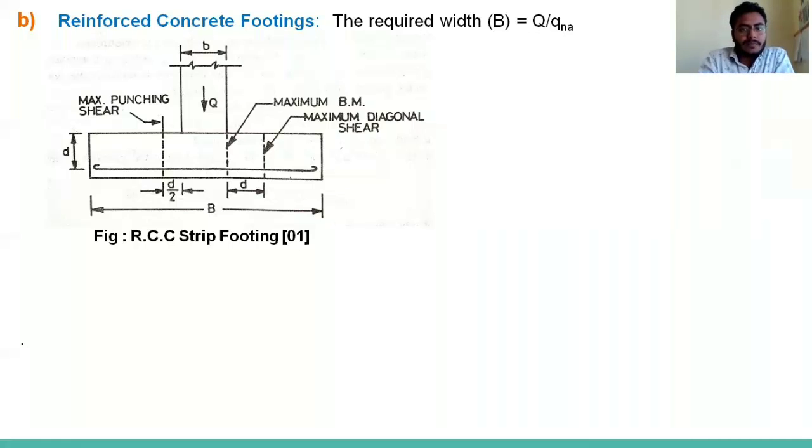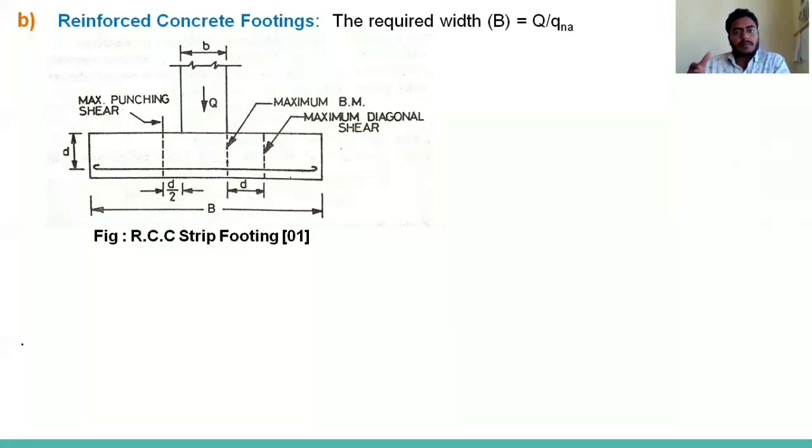And you can see there is a footing. This is the cross section of footing and column. So there is a column. The load coming on the column is Q, and the dimension of the column is given as b. Suppose it is a square, then it will be b into b cross section. And maximum bending moment we take at the face of the wall or face of the column.